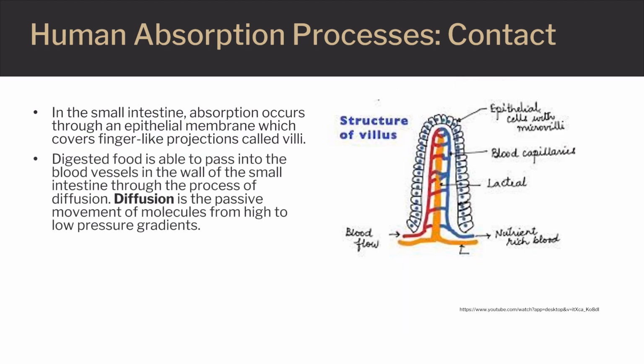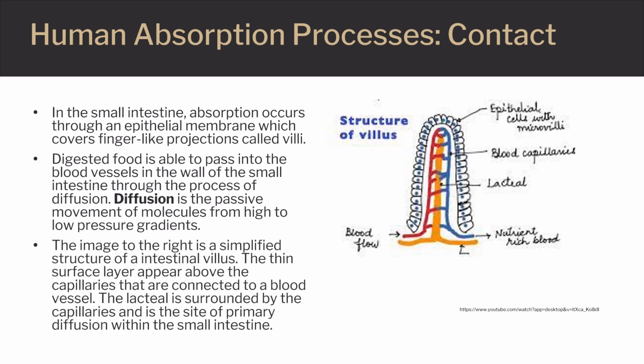Digested food is able to pass into the blood vessels in the wall of the small intestine through the process of diffusion. Diffusion is the passive movement of molecules from high to low pressure gradients. The image above is a simplified structure of an intestinal villus. The villus is surrounded by capillaries and is the site of primary diffusion within the small intestine.